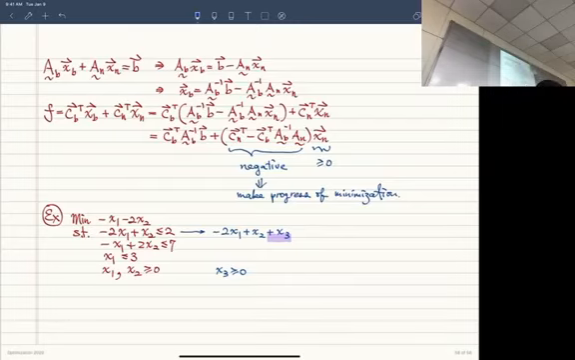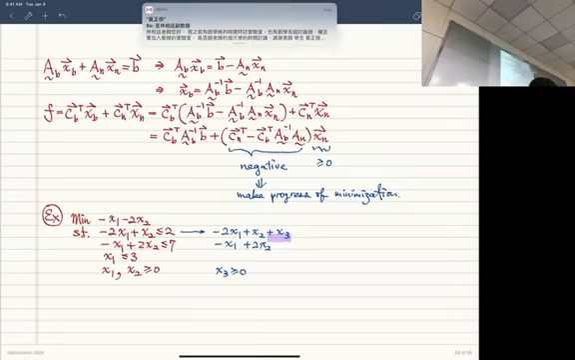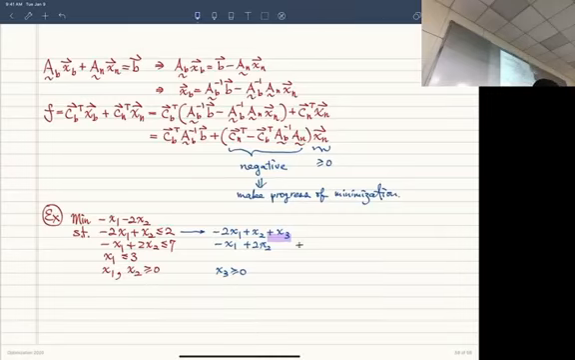And the next one, I have negative x1 plus 2x2. Over here, it's a different equation. I need to convert it into an equality. So I need to introduce a different slack variable, which is different from the one I introduced earlier. So I'm introducing an x4 right here.